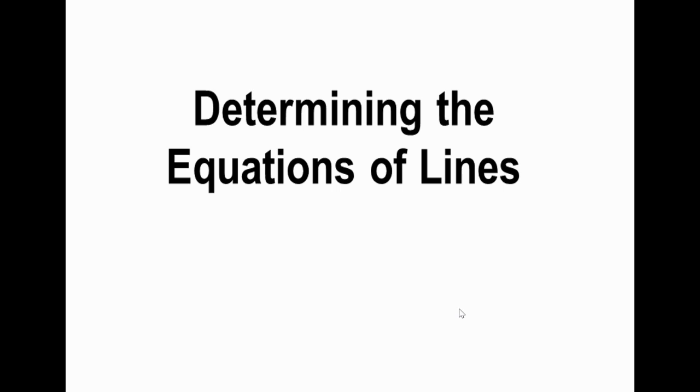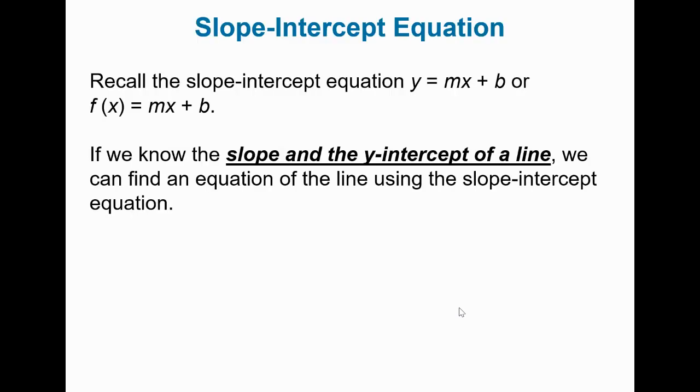Okay, this is section 1.414. Determining equations of lines. Recall the slope-intercept equation y equals mx plus b, or you can rewrite that as f of x, since f of x and y actually are one and the same. If we know the slope and the y-intercept of a line, we can find an equation of the line using what's called the slope-intercept equation.